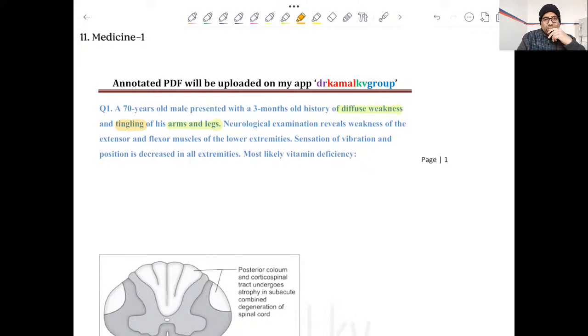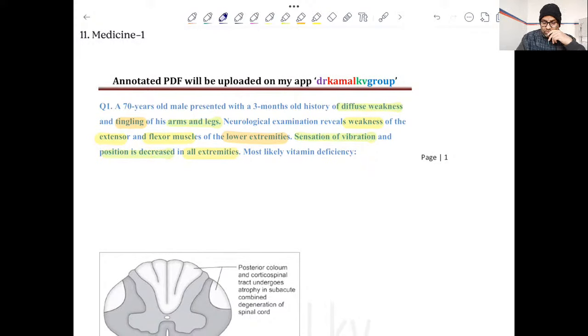And when the neurological examination was done, it was revealed that there is weakness of the extensor and flexor muscles of the lower extremities. And most importantly, the sensations of vibration and position are decreased in all the extremities. So if we look clearly at the question, there is one very important clue given here: vibration sense and position sense are decreased in all extremities.